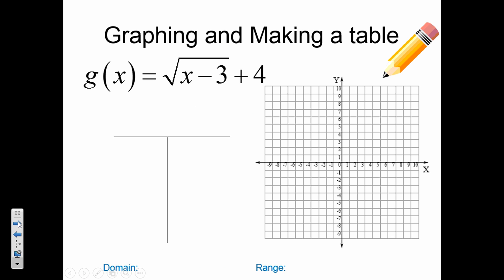So let's use that shifting idea on these two examples that we're going to do, and it'll help us set up that table a little bit quicker. So this one says g of x equals the square root of x minus 3, plus 4. So if I was going to use my shifting rules, inside this is telling me I'm moving to the right 3, and then out here is saying I'm moving up 4.